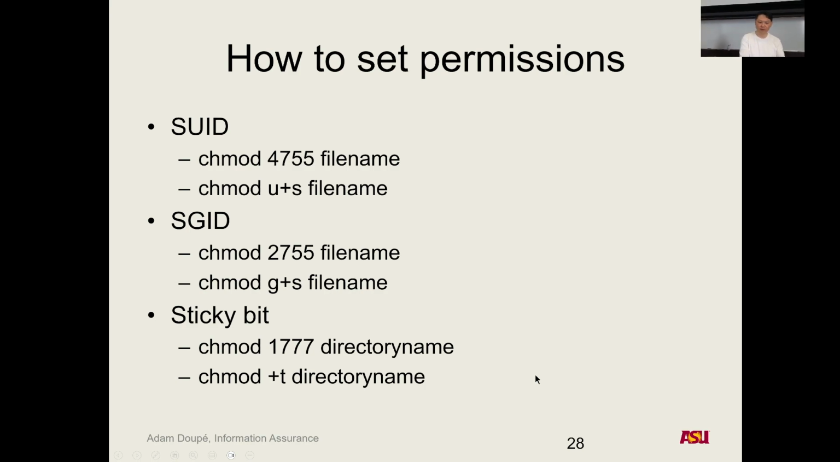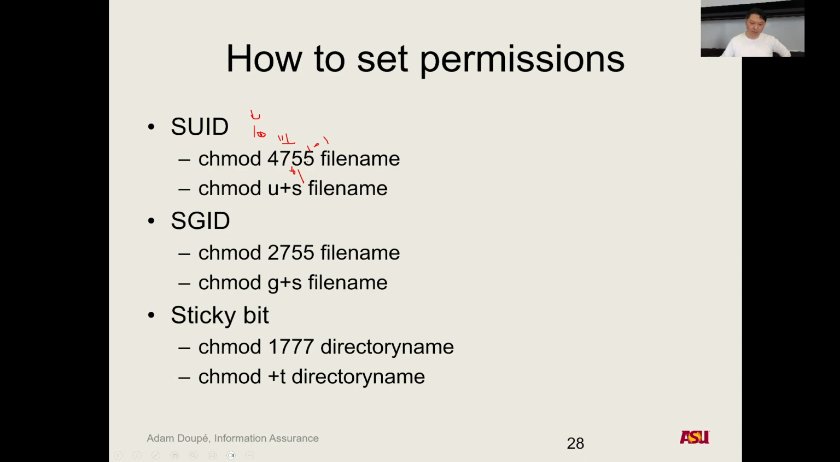So how to set permission? For setUID, the command is chmod 4755. That means 4 is 100, right? And 7 is 111, 5 is 101, 5 is 101. So the first bit set means setUID, right? And all set in the second place means RWX, read, write, execute by the user.